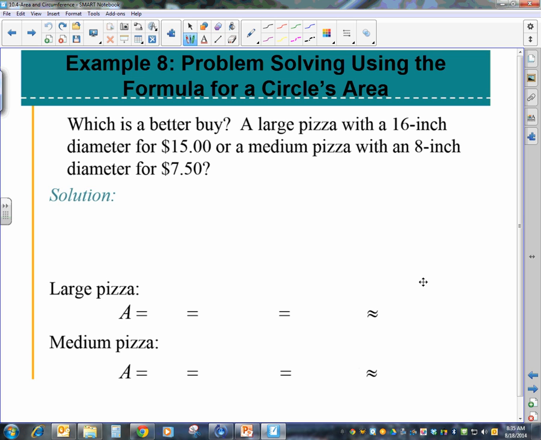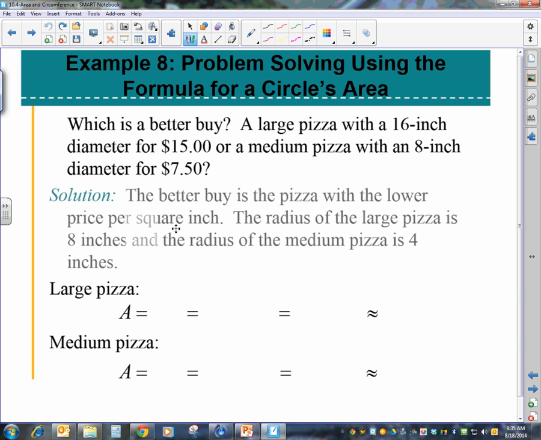Now let's do one involving area, which is the better buy, a large pizza with 16-inch diameter for $15, or a medium pizza with an 8-inch diameter for $7.50. So what we have to do is figure out which one has the lower price per square inch. Whichever one has the lower price per square inch is the one that's going to give us the better buy. So to find the price per square inch, we need to find out how many square inches each pizza is.